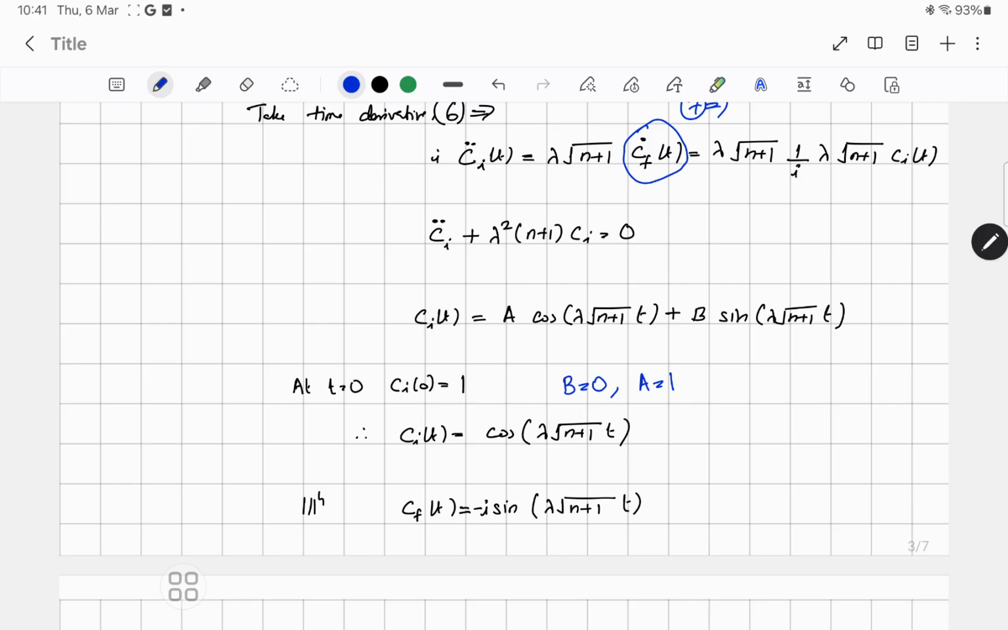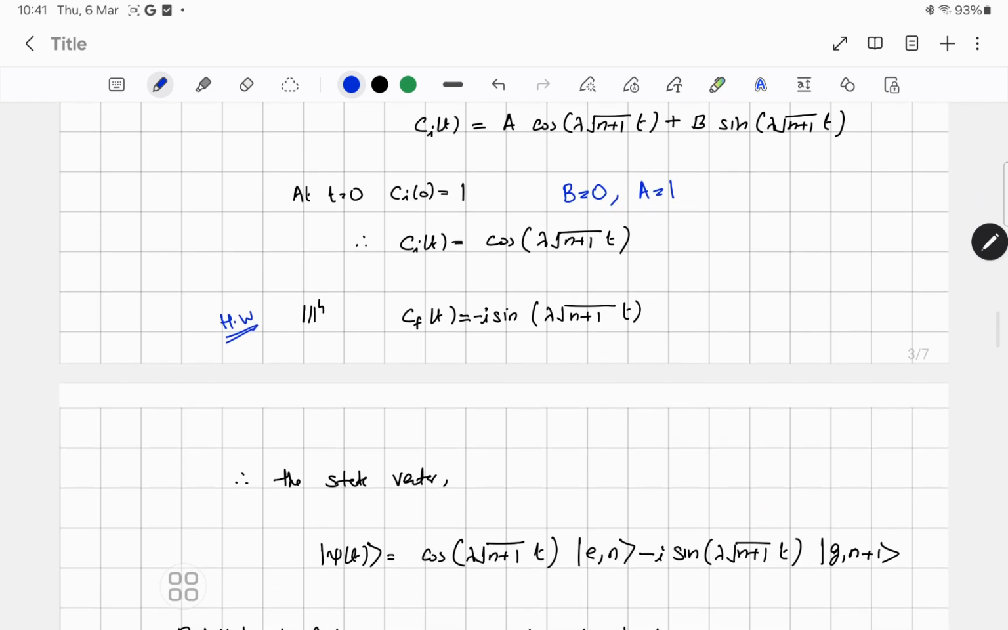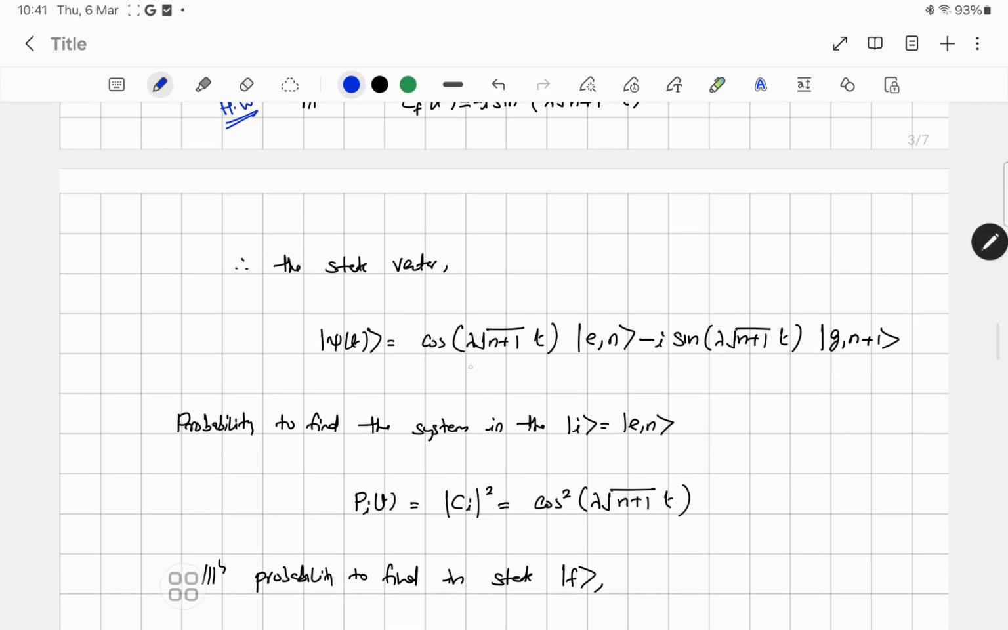In the same way we can find the expression for Cf of t. That I am leaving to you, so you do it yourself as homework. This Cf of t will become minus i sine of lambda root n plus 1 t. So we have got the expression for Ci and Cf. Therefore the state vector I can write psi of t is cos of lambda root n plus 1 t times En minus i sine of lambda root n plus 1 t times Gn plus 1.